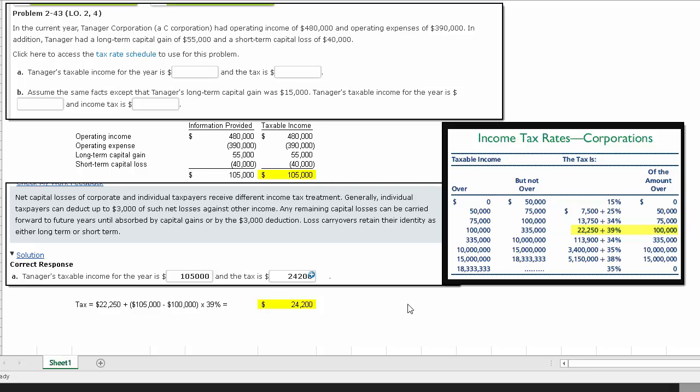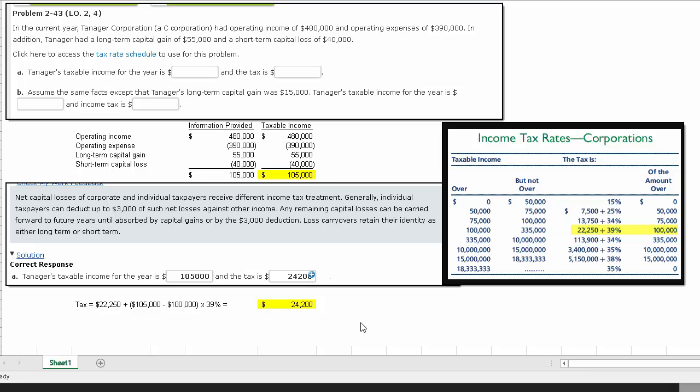Now, look at the notes that we have highlighted there. It says net capital losses of corporate and individual taxpayers receive different income tax treatment. Generally, individual taxpayers can deduct up to $3,000 of such net losses against other income. Any remaining capital losses can be carried forward to future years until absorbed by capital gains or by the $3,000 deduction. Loss carryovers retain their identity as either long-term or short-term. Okay? In our case, we've got the full $105,000 that becomes taxable income.